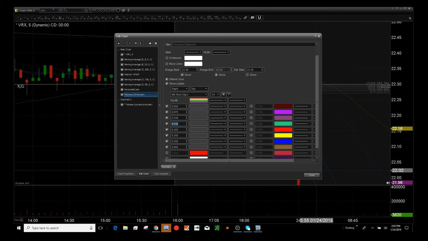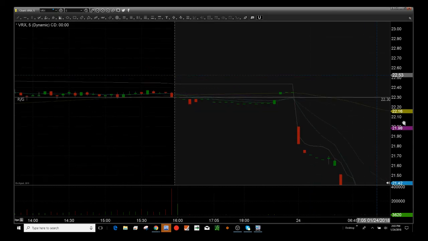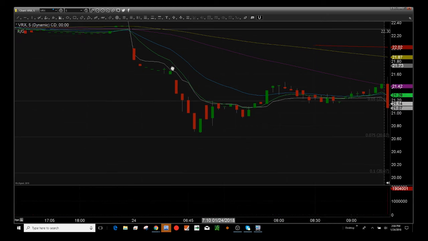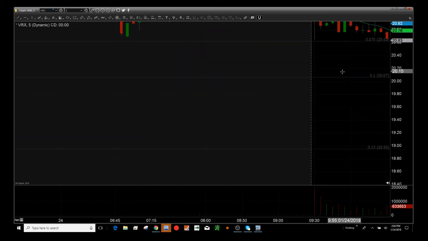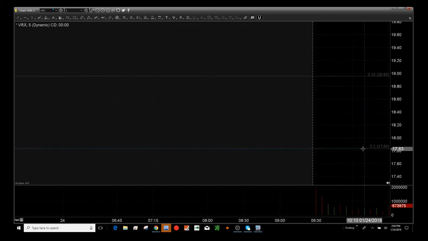And there's the range start, the range end, and the extension start. When I'm going down, this range end is 0, and these two ranges are the same. And this is the Fibonacci extension. So what this does now is draw out lines, as you can see here, of if the stock went down 5%, 7.5%, 10%, and down to 15%, and down to 20%.